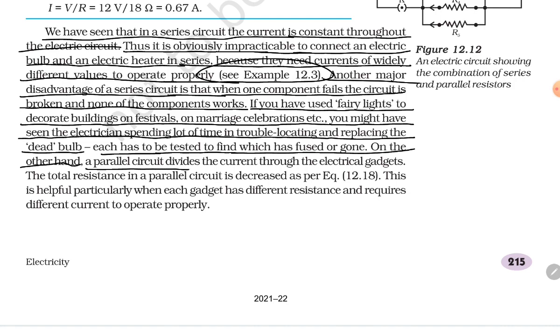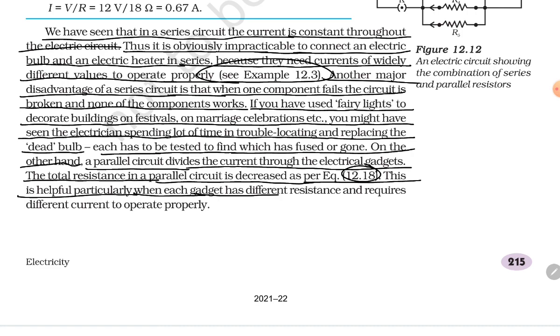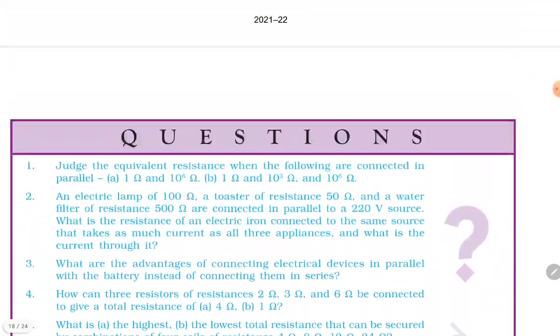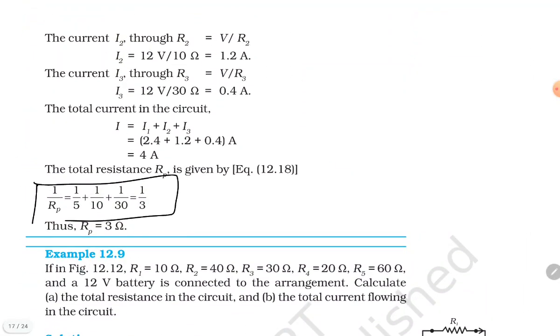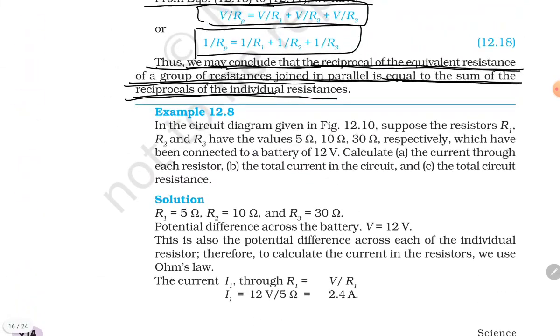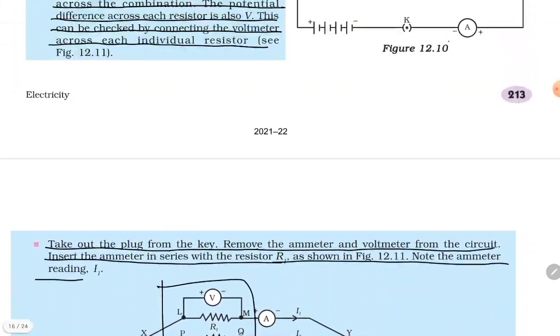A parallel circuit divides the current through the electrical gadgets. The total resistance in a parallel circuit is decreased, as in equation 12.18. This is helpful particularly when each gadget has a different resistance and requires a different current to operate properly. Okay, so that is our answer: the resistance is inversely proportional to current in a parallel circuit.